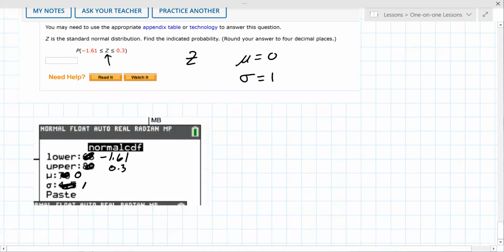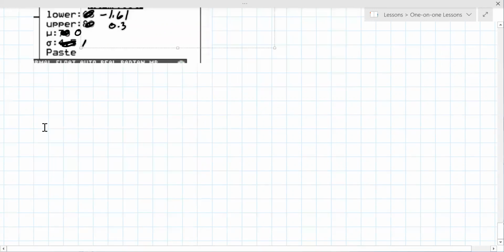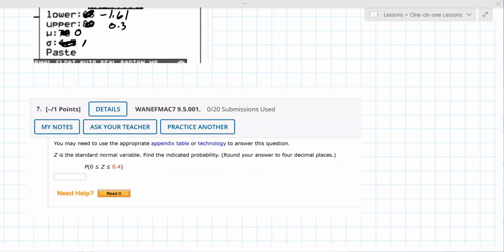About 0.5642. All right, let me enter that. Here's another one. Try this one on your own, please. Give me the value whenever you're ready. About 0.1554.